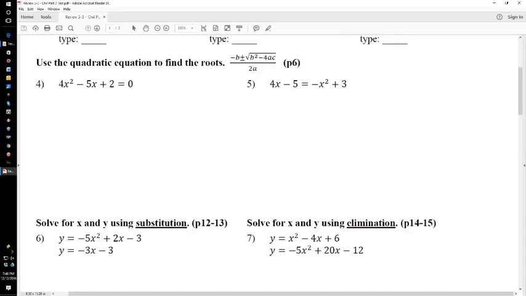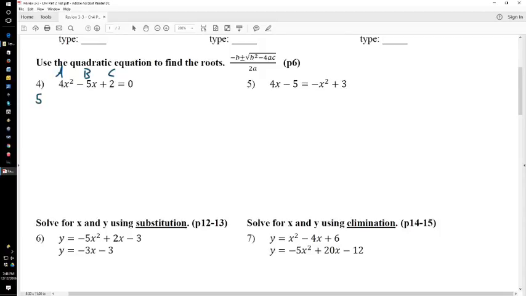Either way, so here we go. We're using our quadratic equation. So again, we got a, b, and c. They're the coefficients. They are not the x's. If you see an x in your quadratic equation, you have done it wrong. So negative b is negative 5, so that turns it into a positive 5.